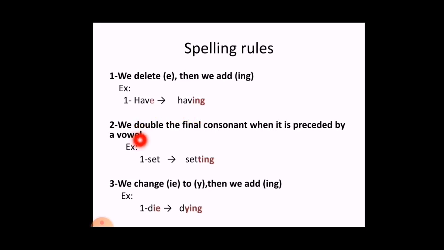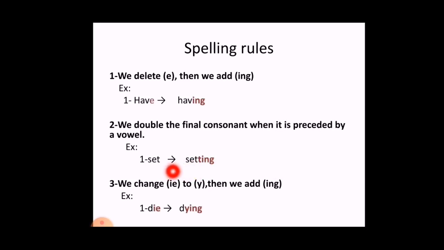The second rule, we double the final consonant when it's preceded by a vowel. يعني منضاعف الحرف الساكن الأخير لما يكون مسبوق preceded by معناها مسبوق by a vowel بحرف علة. Look at this example. Sit. This verb ends with a consonant and this consonant is preceded by a vowel, يعني مسبوق بحرف علة حرف الإي. What happens? We double the final consonant, then we add ing. Sitting.